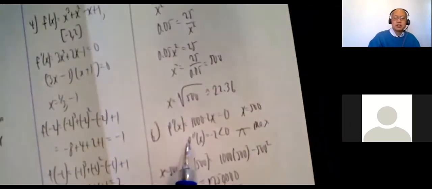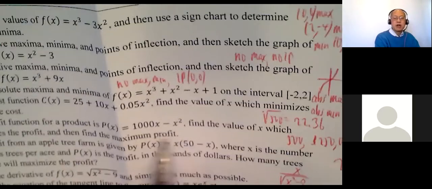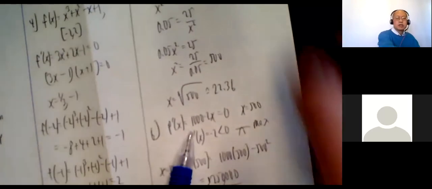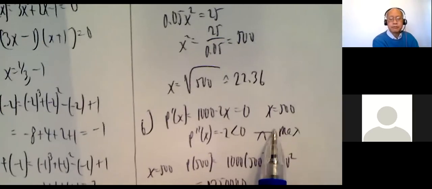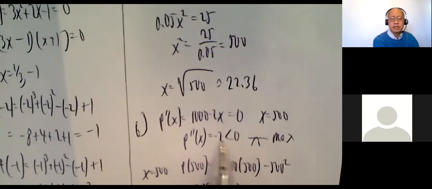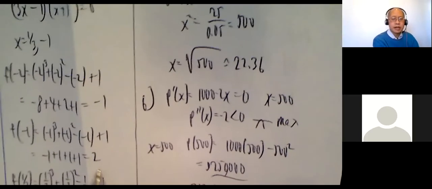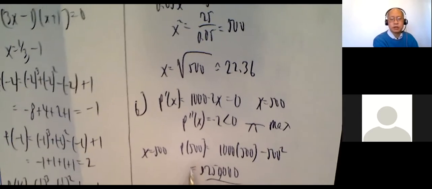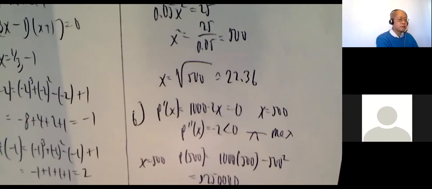Number 6, profit function is 1000x minus x squared. Find a value of x which maximizes the profit, and then find the maximum profit. So the derivative is 1000 minus 2x. Set it equal to 0. X is 500. Find the second derivative, -2. That's less than 0, which means concave down, maximum. So maximum occurs at x equals 500. What is the maximum value of the profit? I plug in 500 to the original, 1000x minus x squared, $250,000.